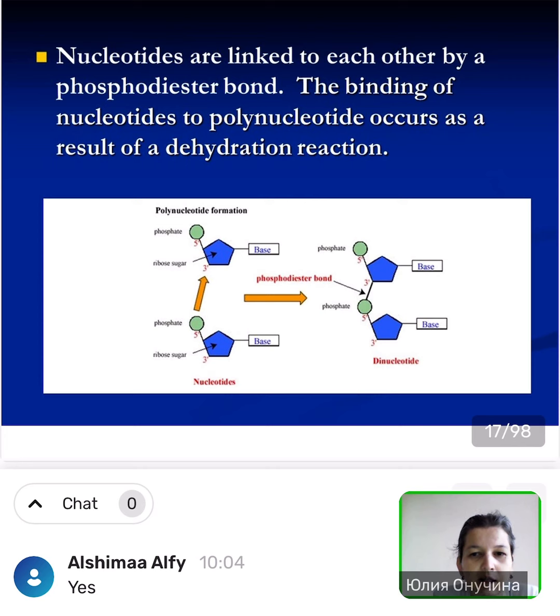Nucleotides are linked to each other by phosphodiester bonds from the 5' end to the 3' end, so from the 5th carbon atom to the 3rd carbon atom through the phosphate group and oxygen. The process of synthesis always goes from 5' to 3'. Is it clear?